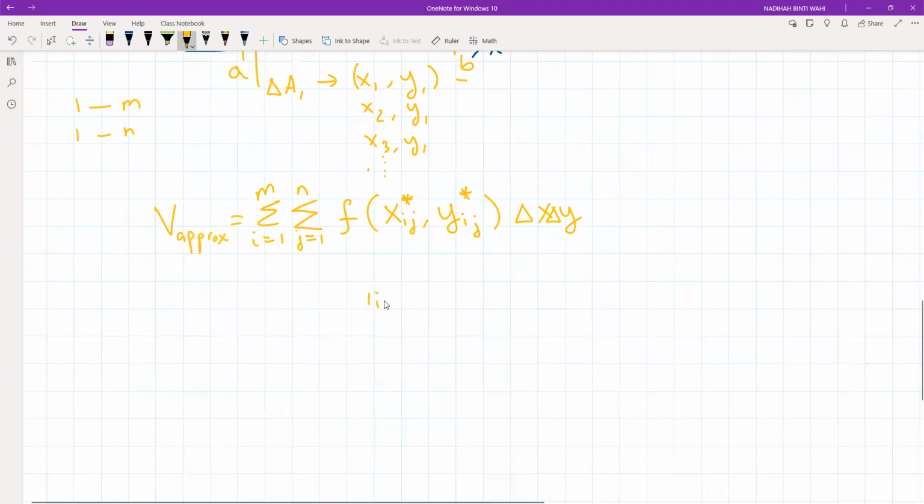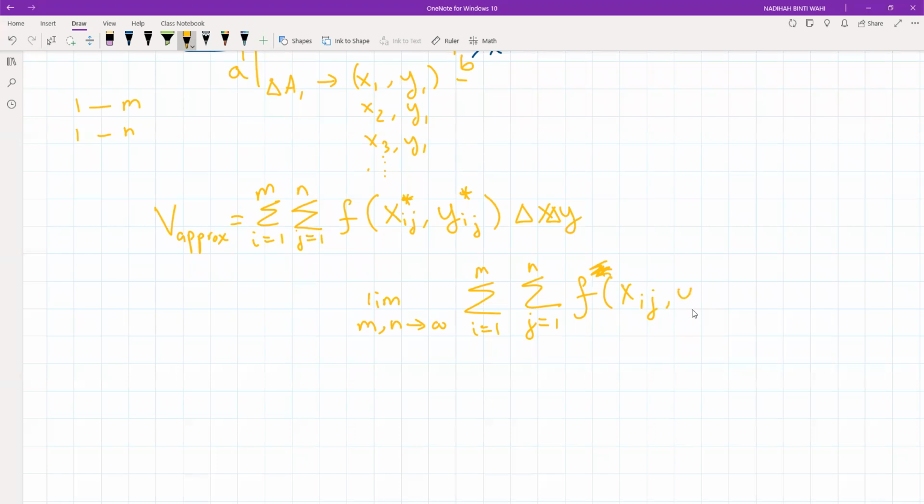So the limit as m and n go to infinity of the double Riemann sum, i from 1 to m and j from 1 to n, of f of x star i j, y star i j, and then delta A. Why? Because delta x, delta y is delta A.